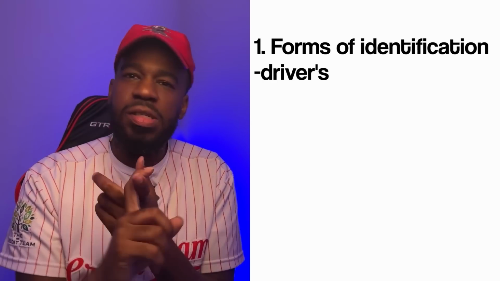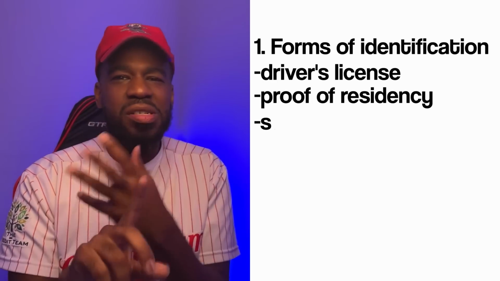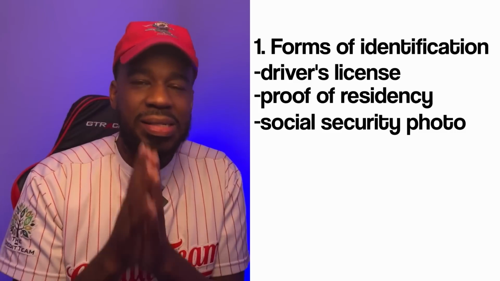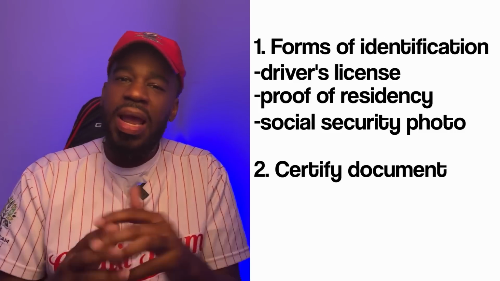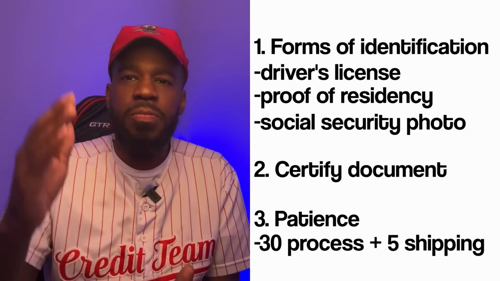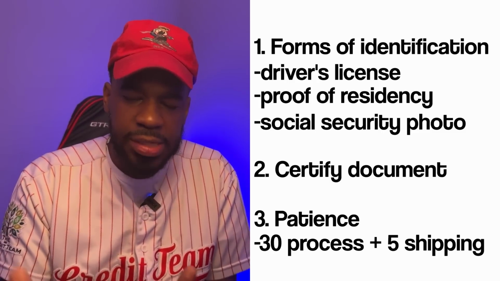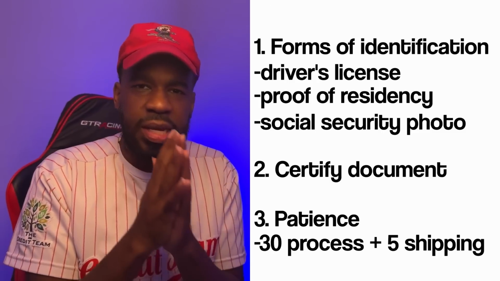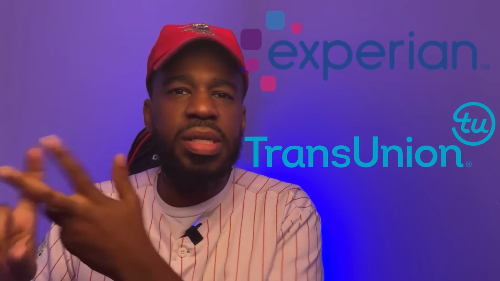Once you send this letter off, include three forms: driver's license, proof of residency, and a picture of your Social Security card, and send it certified to the credit bureaus, and wait 35 days. They have 30 days to complete the investigation and 5 days to mail that investigation back to you, and sometimes it might happen faster than that. But I'm giving you the requirements based off of the Fair Credit Reporting Act. You send that to Experian, you send that to TransUnion, you send that to Equifax.